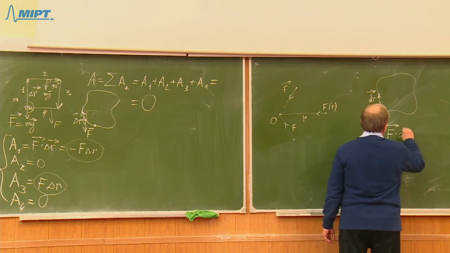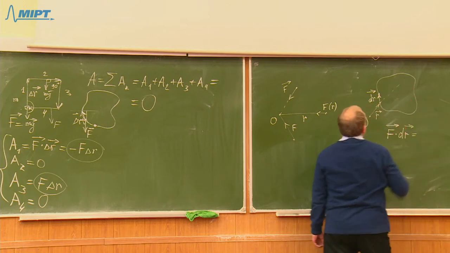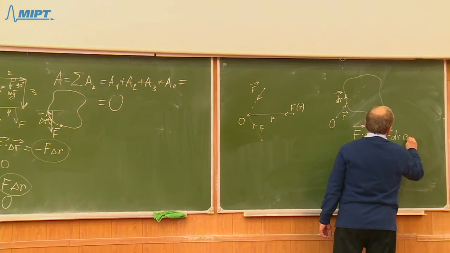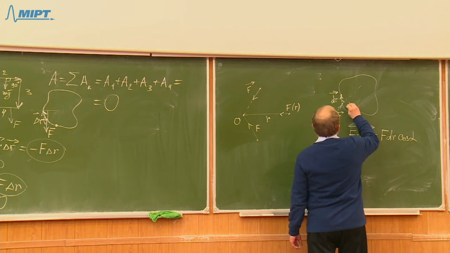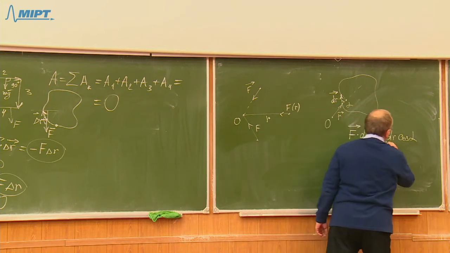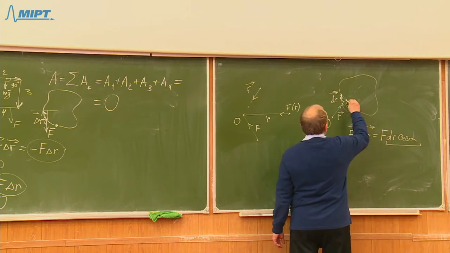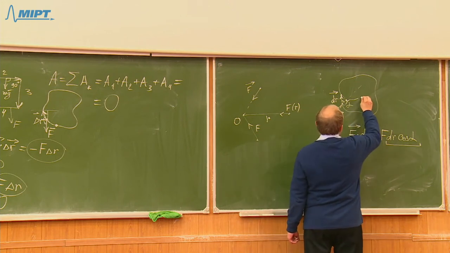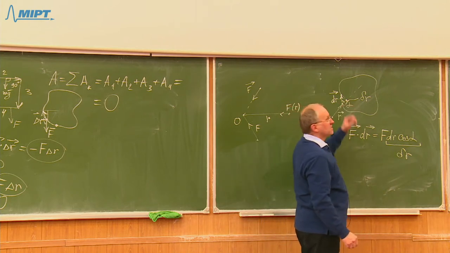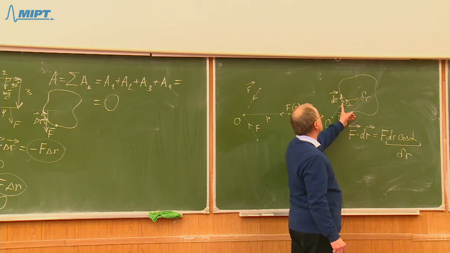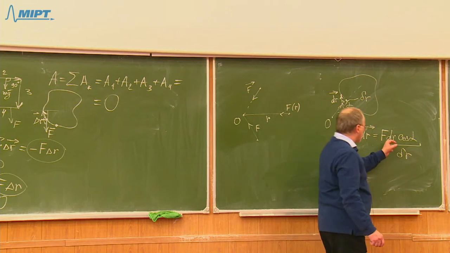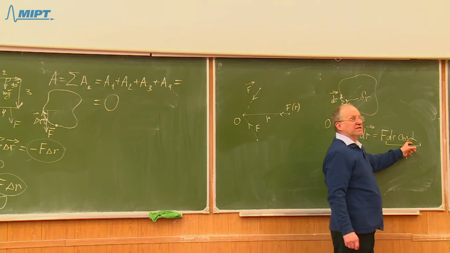Then the scalar product of F dr will be equal to the magnitude of force F and the magnitude of dr times cosine alpha, the angle between the force and the displacement. If we look at this picture, we understand that delta r times cosine alpha equals this change of radius. Well, let it be dr. The change in the distance of the particle to the center. If the particle shifted from the initial point to the final point, the distance increased by dr, because we have to multiply the actual displacement by cosine alpha.